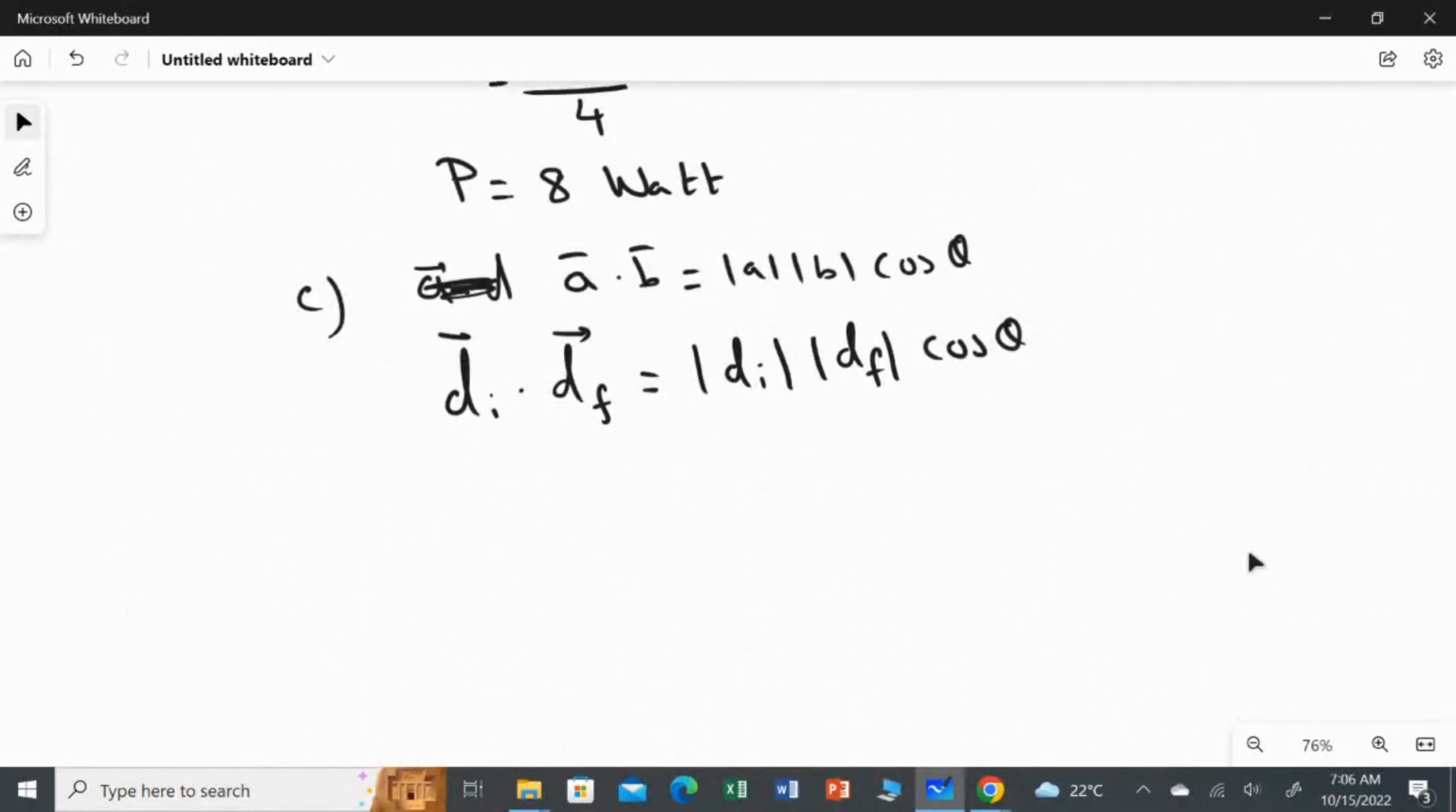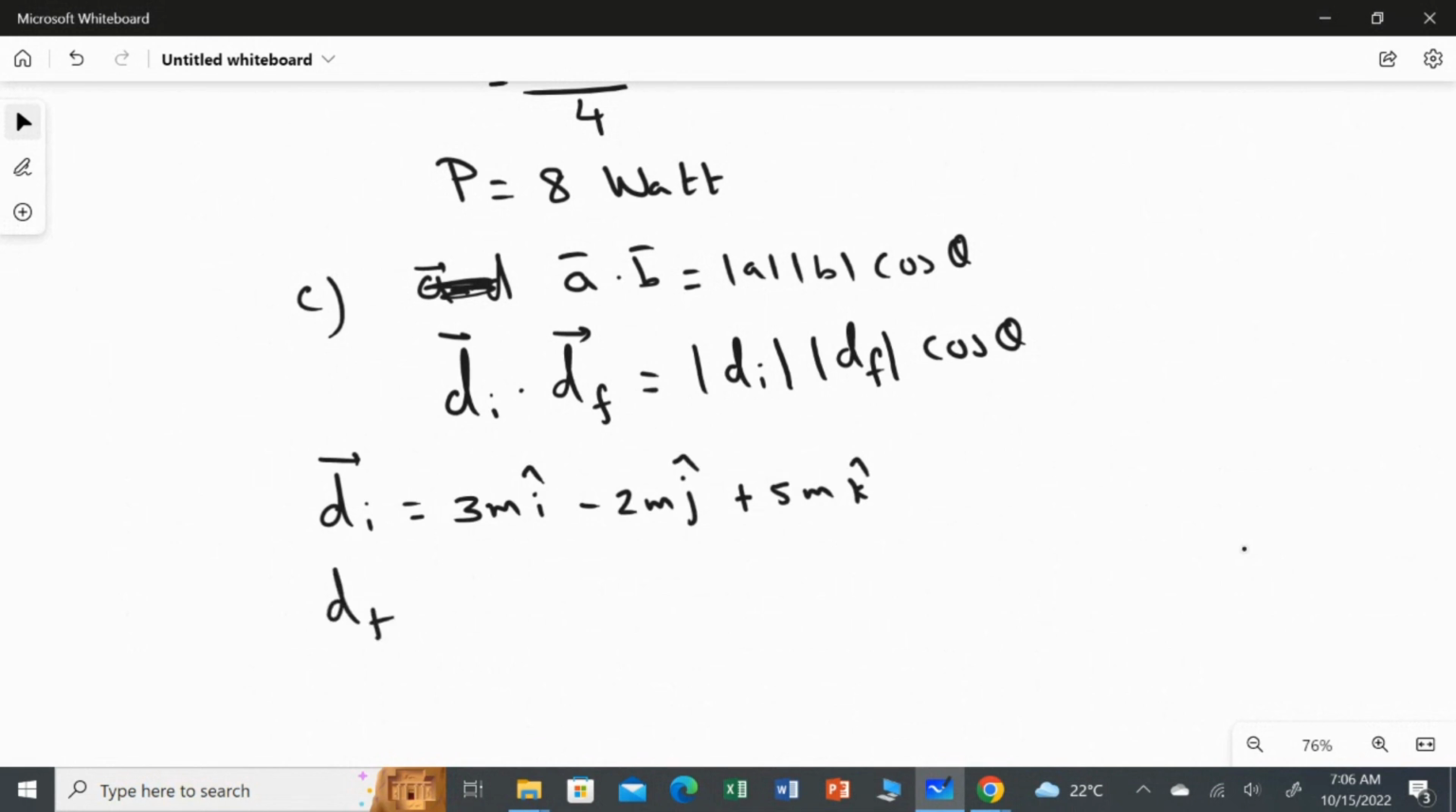What is our di vector? The di vector here they mention as 3 meter i cap minus 2 meter j cap plus 5 meter k cap.